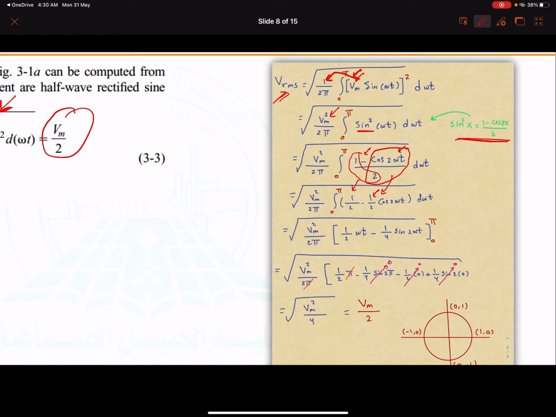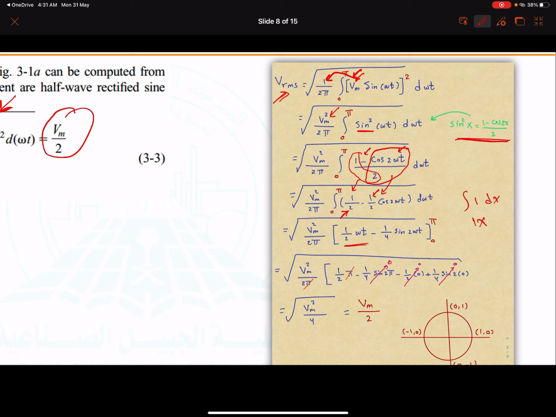Now after that, we know that the integration of half is half omega t, because if we integrate 1 with respect to x, then it is 1x. That's why it is half omega t.